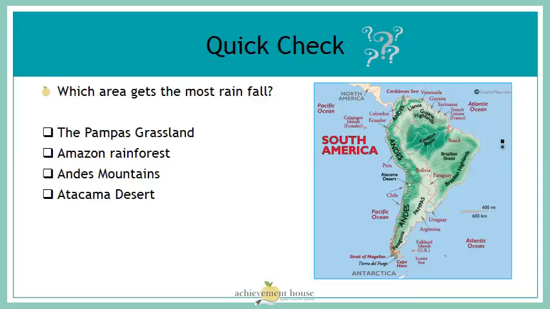Which area gets the most rainfall? The Pampas grassland, the Amazon rainforest, the Andes Mountains, the Atacama Desert. If you said the Amazon rainforest, you'd be correct. Remember, we said it receives 9 feet of rain a year.